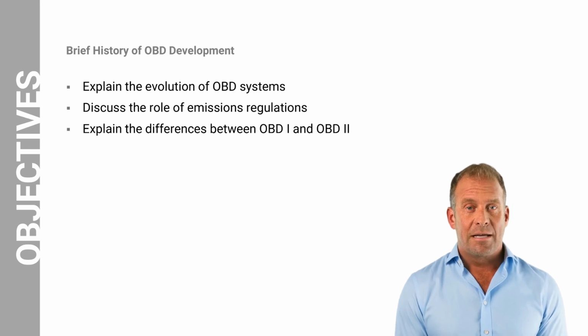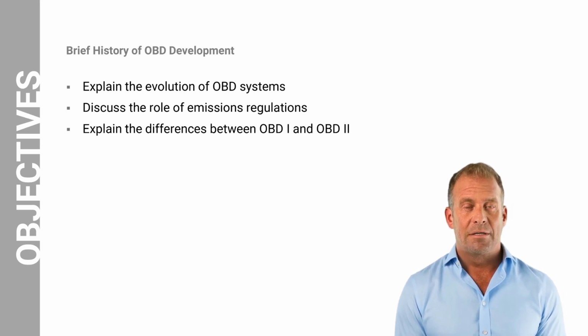By the end of this lesson, you will be able to explain how OBD systems evolved from simple diagnostic tools to sophisticated systems in modern vehicles. Next, you will be able to discuss the role of emissions regulations in the development of OBD2. Finally, you will be able to explain the differences between OBD1 and OBD2.